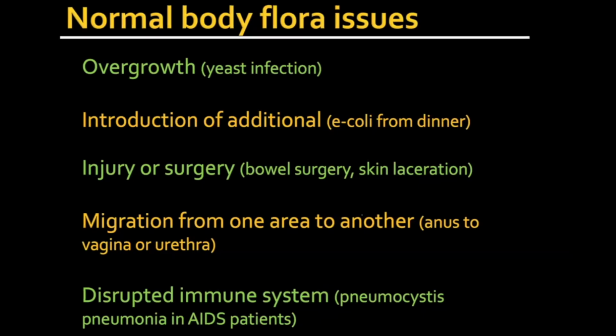Migration from one area to another. For example, you can have pathogens that migrate from the anus to the vagina, or the anus to the urethra. And of course, anus, think about the GI system, there's a lot of bacteria in there. All right. And last but not least, the disrupted immune system. I can't remember if it was in the 80s, I believe. Doctors noticed that these young men were coming into the doctor's office.